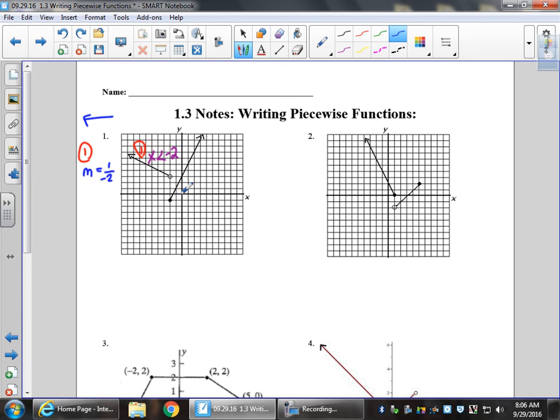Negative 2. Good question. The question is, why can we not use negative 2, 3? Does the point exist there? No. If it was a solid dot, you could use it. Yes, so I could have used this one. This point looks nice. Where's that? I think negative 6, 6. So as long as it crosses nicely.